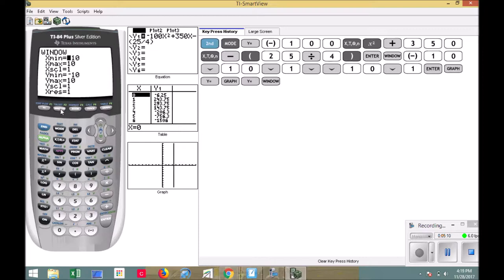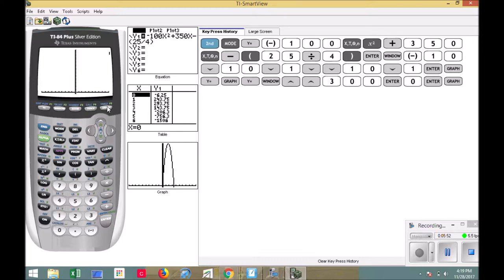So I'm going to go back to window by touching window. On the Inspire, you would do menu and then window settings, you'll see there. And then I'm going to keep the x's as they are, but I'm going to make the y maximum something in the hundreds. I'm going to try 300 and enter. Now this is a little bit of trial and error. I don't necessarily know exactly what to set it at, but I do know if I'm going from negative 10 to 100, I probably want to scale that by tens rather than by ones. So enter. And I'm going to graph.